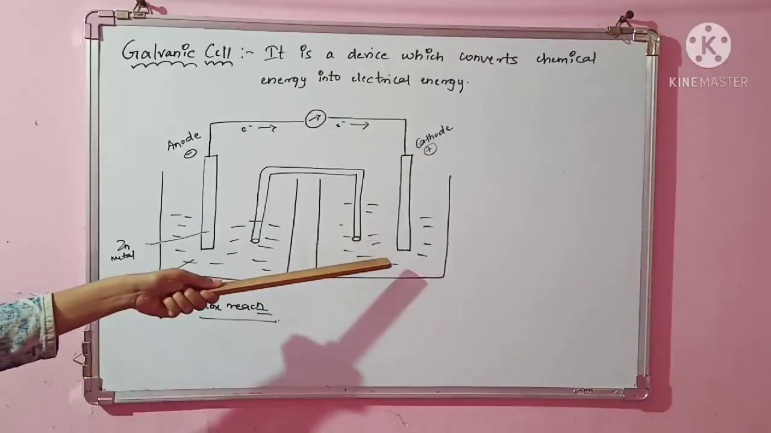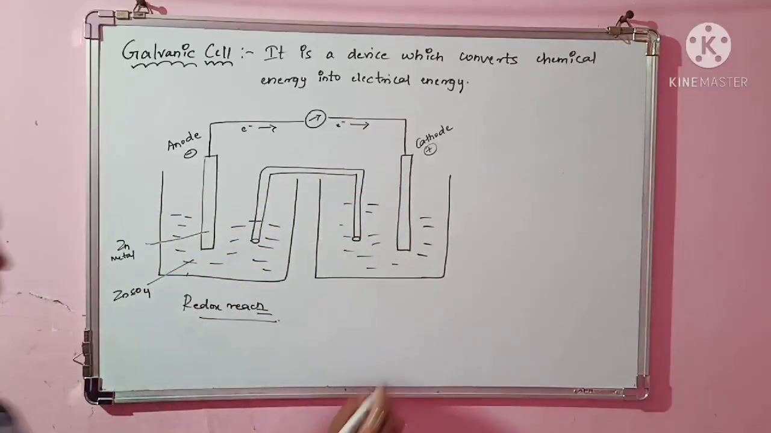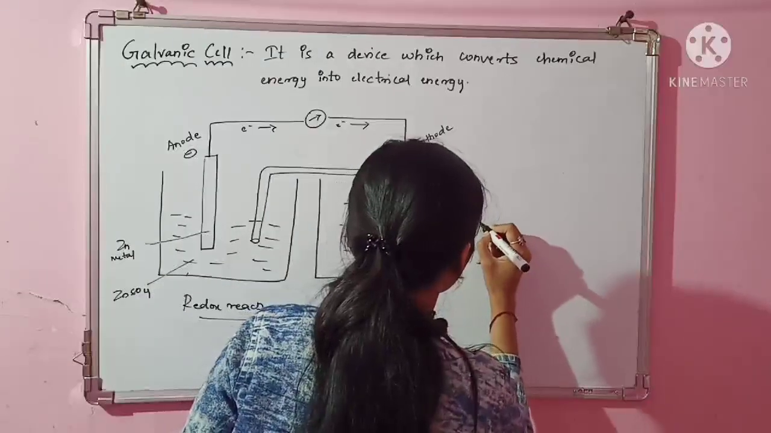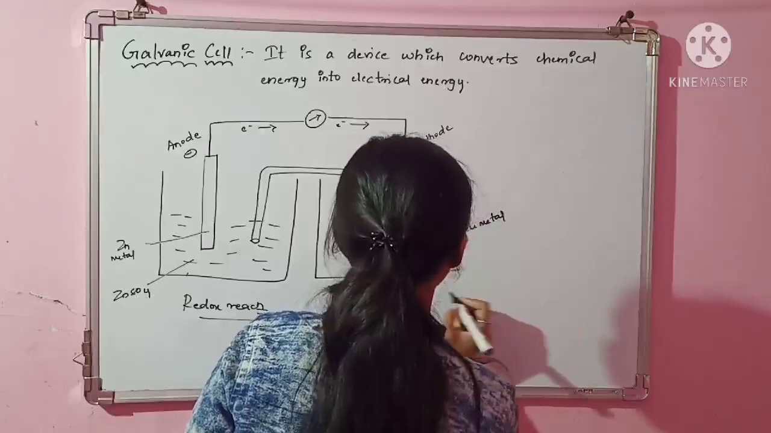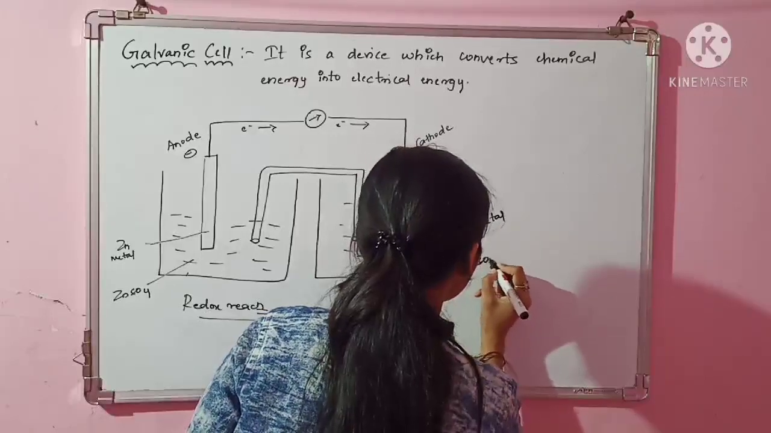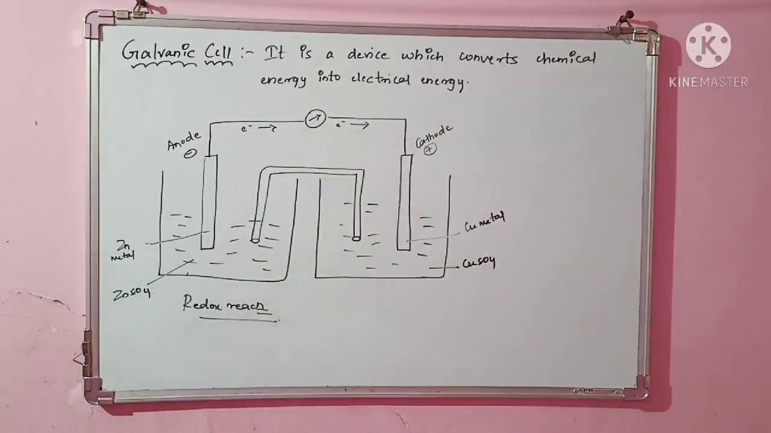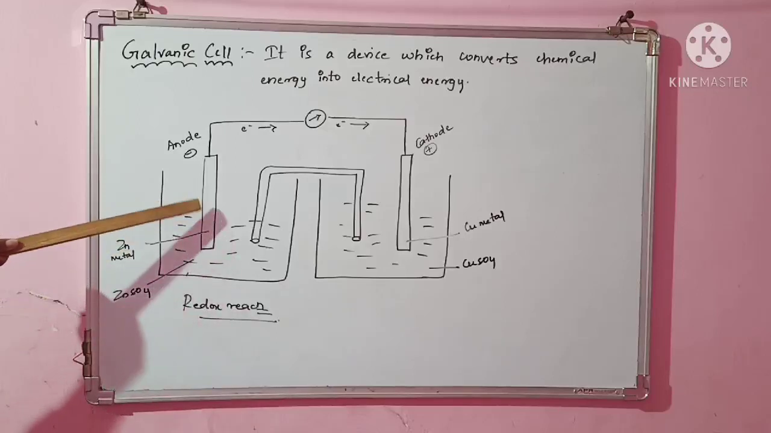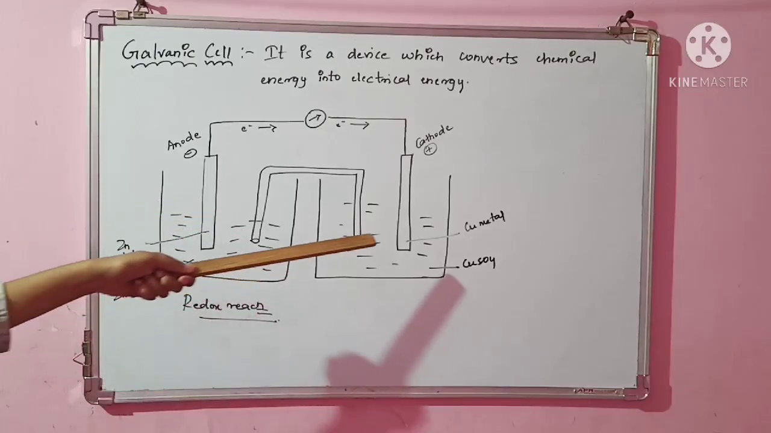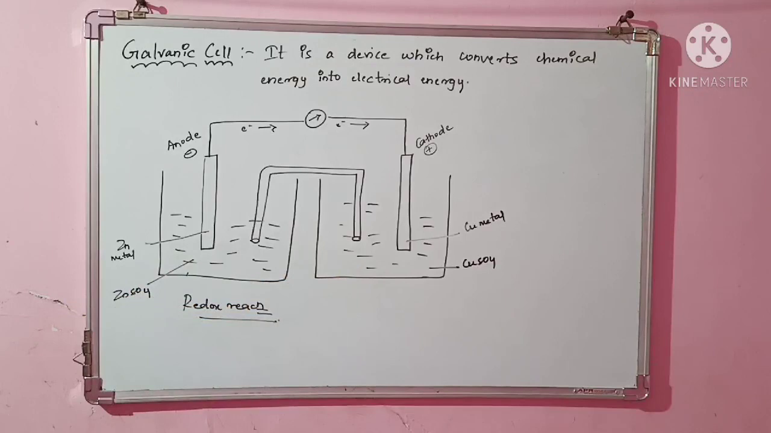Similarly, in another container you have to take copper metal. This is a copper rod dipped in copper sulfate solution. So you have to take two reactants: one is zinc metal dipped in zinc sulfate, the other is copper metal dipped in copper sulfate. Both metal rods should be immersed in their respective solutions, that is zinc sulfate and copper sulfate.